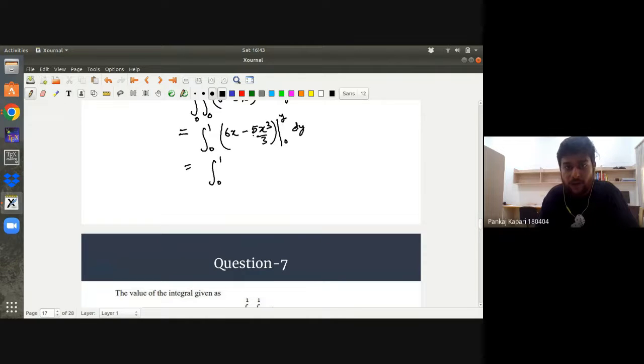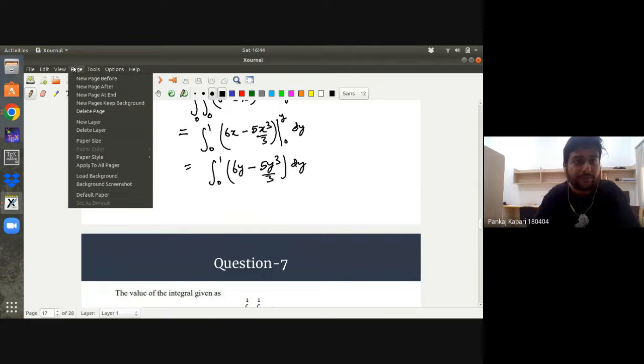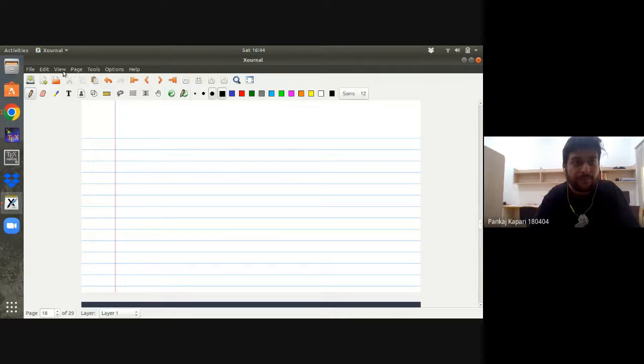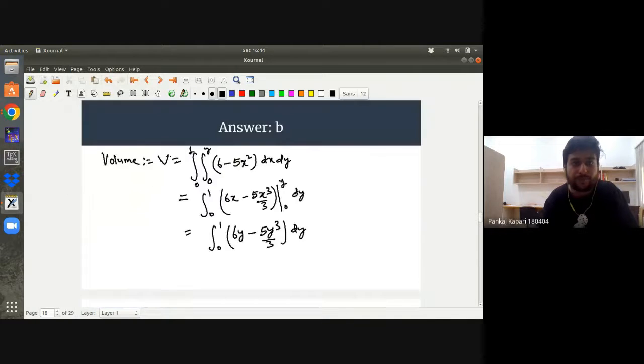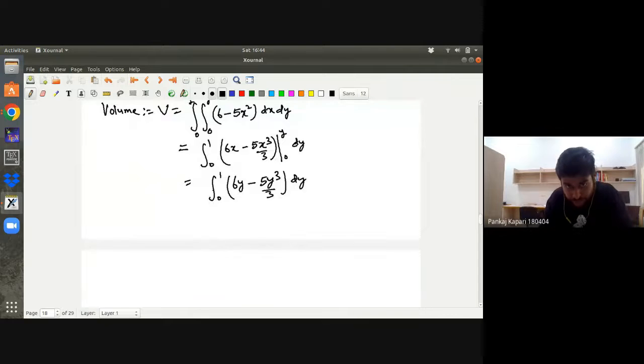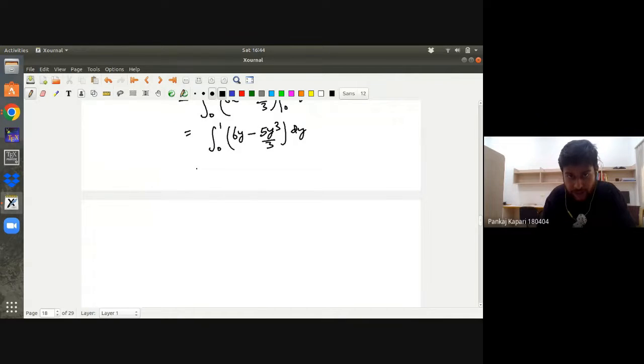So we have to put the upper and lower limit. If you put y, then we have 6y minus 5y cubed by 3, and when you put 0 you will get 0. So we have to integrate this with respect to y. Now integrate with respect to y, so we have the integral from 0 to 1.